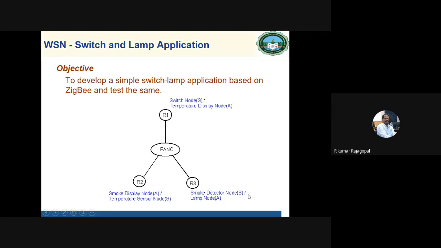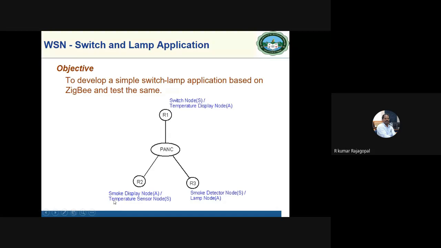But here, the device functionality is very important, and what type of topology you are using, and what type of application you are adding in the particular device. These are the cases available. For example, R1: see the condition, switch. Suppose in the final application execution, if you operate the switch in this particular R1, then it should activate the lamp in this particular node R3.